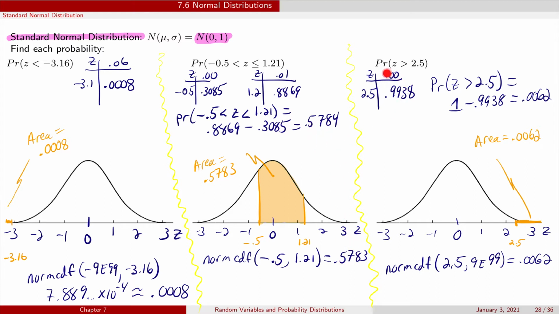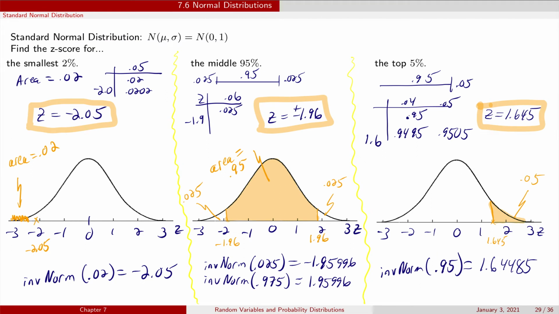And then finally, to find the area above a certain z value, z greater than 2.5, I'm going to find 2.5 on my z table, 0.9938. That's the area from a certain point down. So here's a z of 2.5. This area here is 0.9938, but that's not what we wanted. We wanted the area above 2.5. So since the entire bell curve has to have an area of 1, to get this area up here, 1 minus 0.9938 gives us 0.0062.